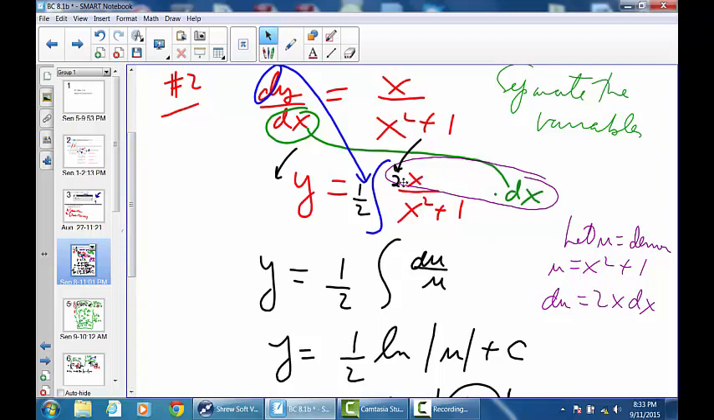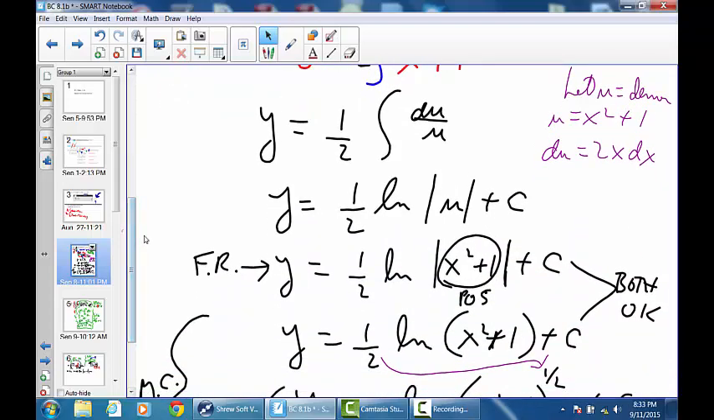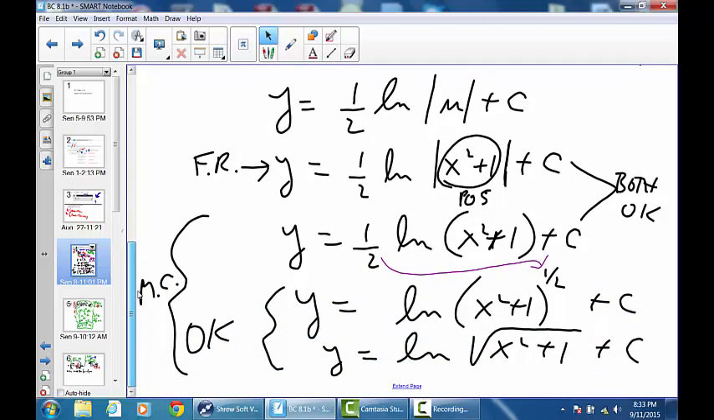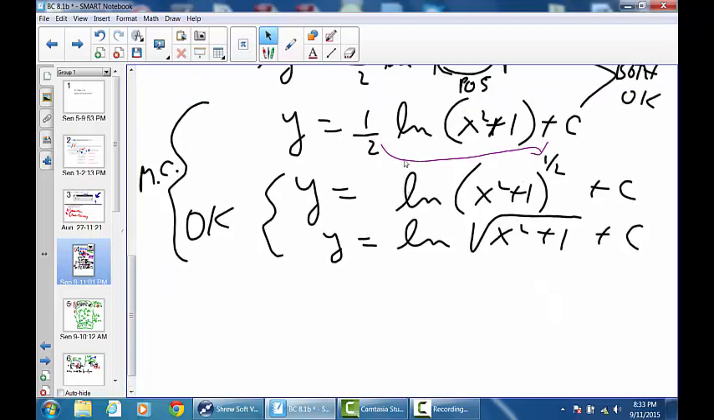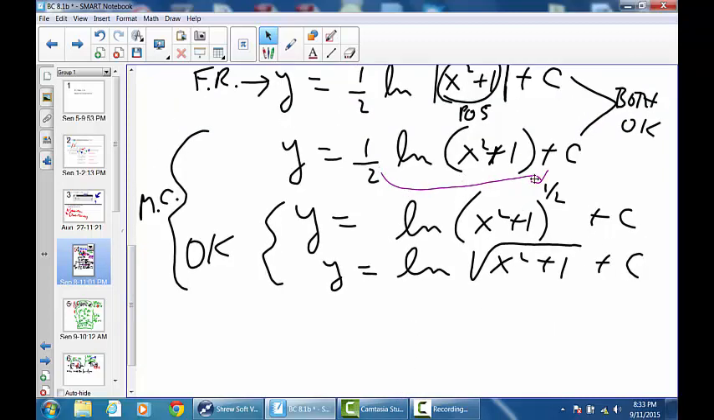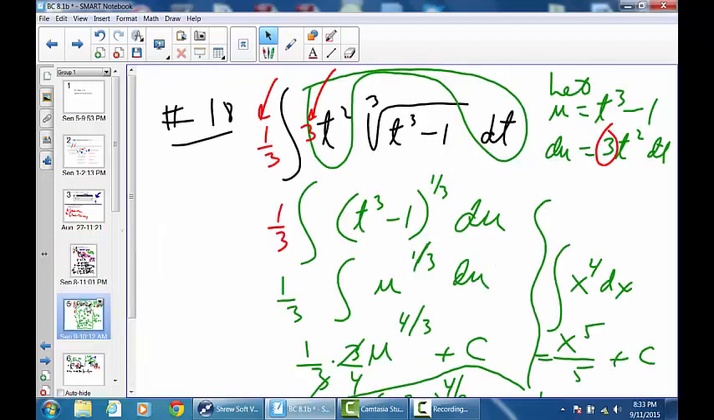We have the x dx. Introduce the 2, counteract with a half. That gives you 1/2 integral du over u. When you integrate the integral of du over u, you get ln absolute value of u. U is x squared plus 1, which is always positive, so you don't need the absolute values. And then, of course, in multiple choice, they might use the power property, bring that 1/2 here to be an exponent, and then rewrite it with a radical.